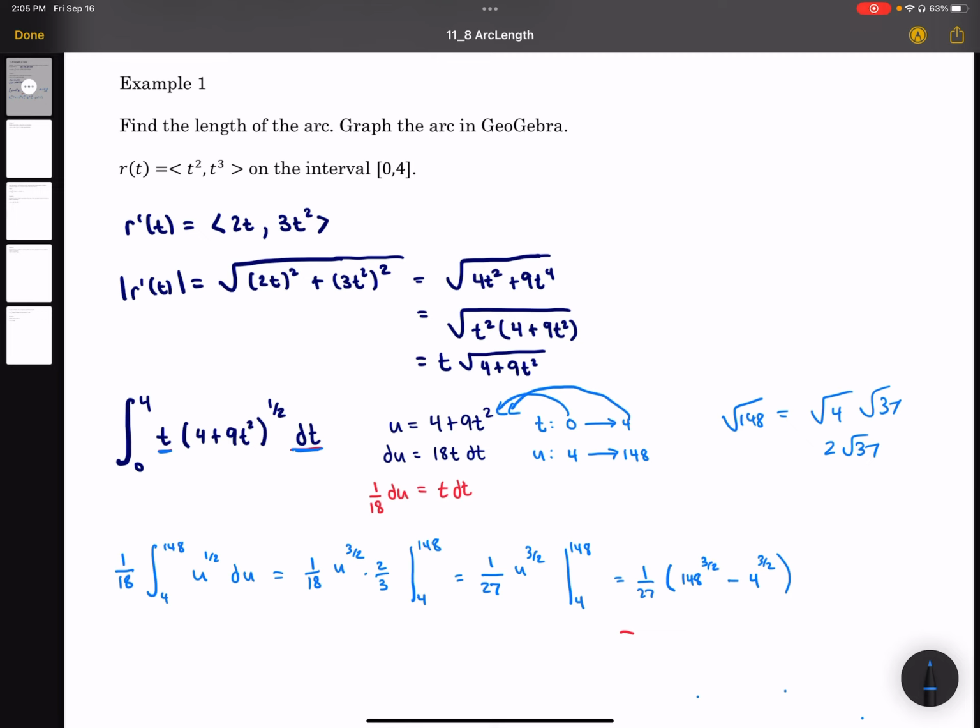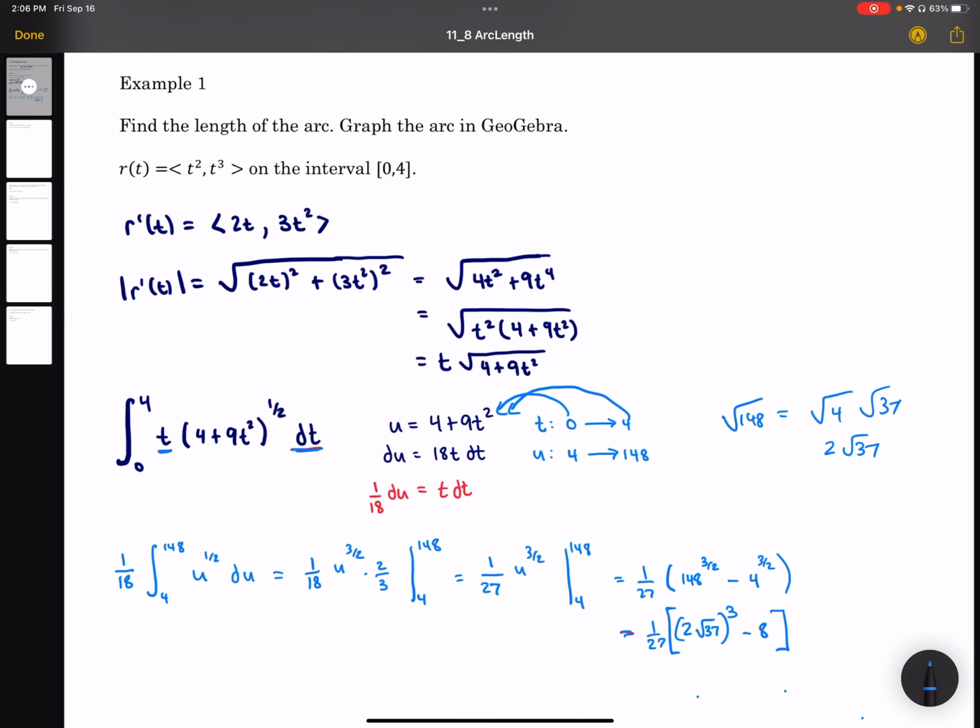It's not a great number. Generally, arc length isn't. So we're going to get 1/27th of 2 square root 37 cubed. Oh, this is all in parentheses. Minus 8. And you can check that on a calculator. You can throw this into Desmos as an integral, and it gives you some value. And you can check the value against that.